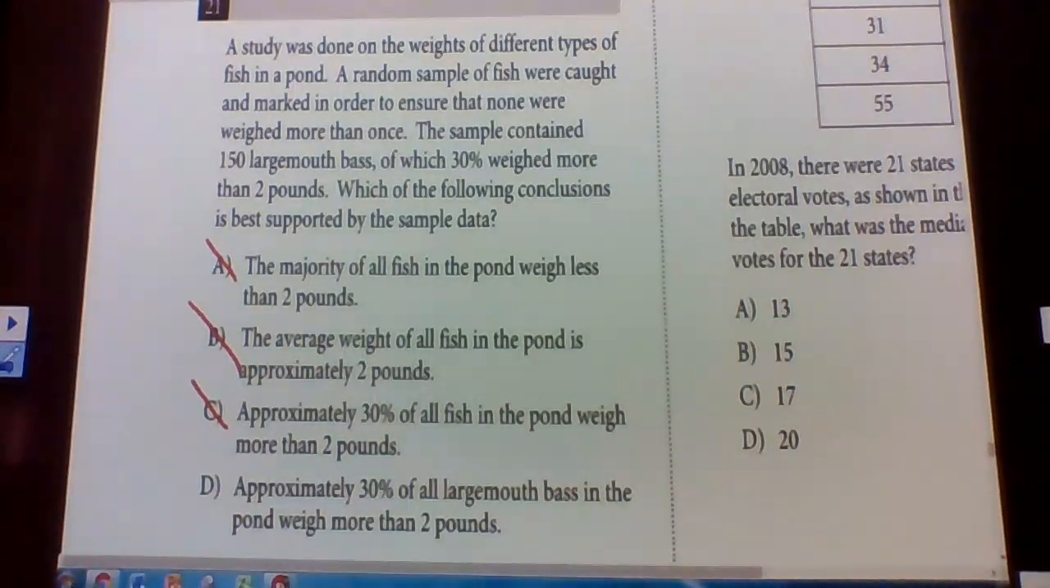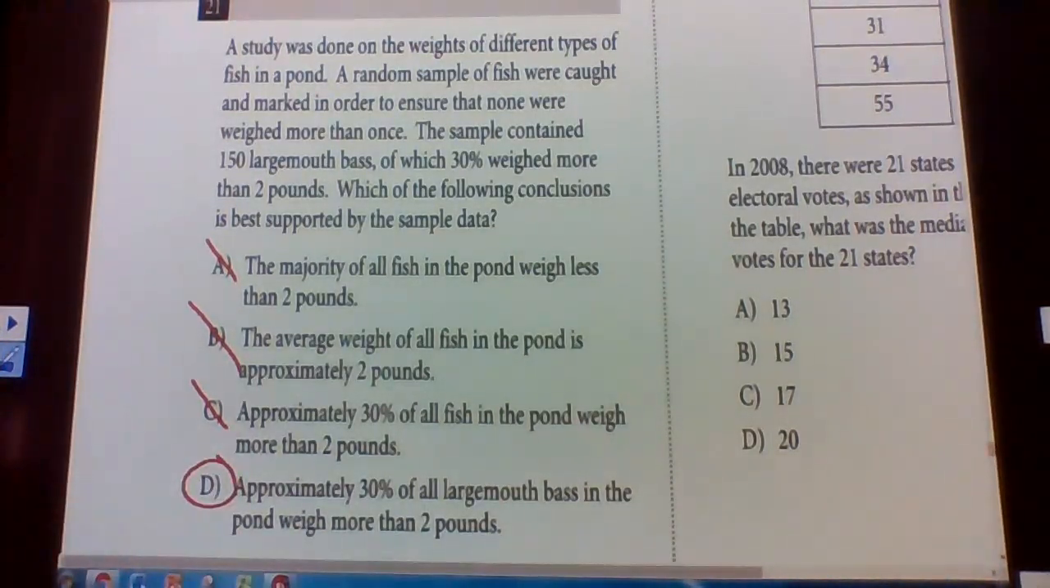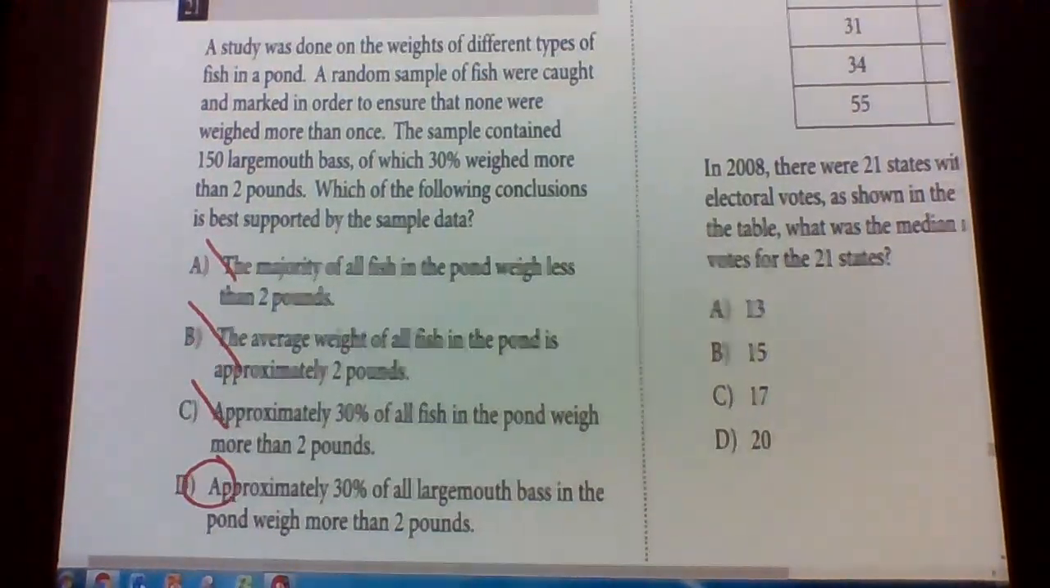And then approximately 30% of all largemouth bass in the pond weigh more than 2 pounds. Yep, presumably that is likely to be true unless it's easier to catch larger fish. I don't know if it's easier to catch larger fish. Maybe it is, so maybe they're all false, but that's the one that's best supported.